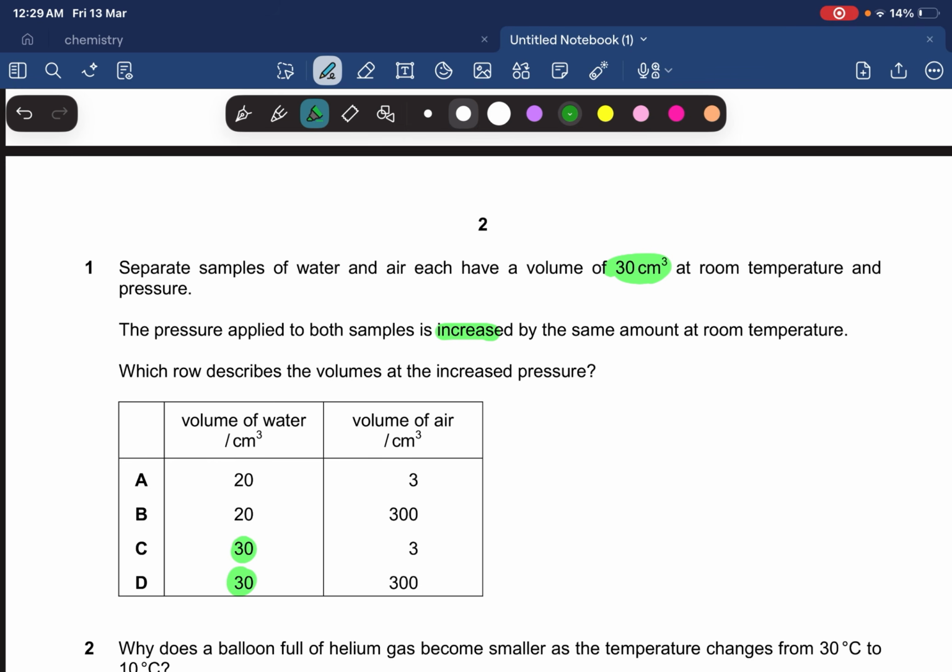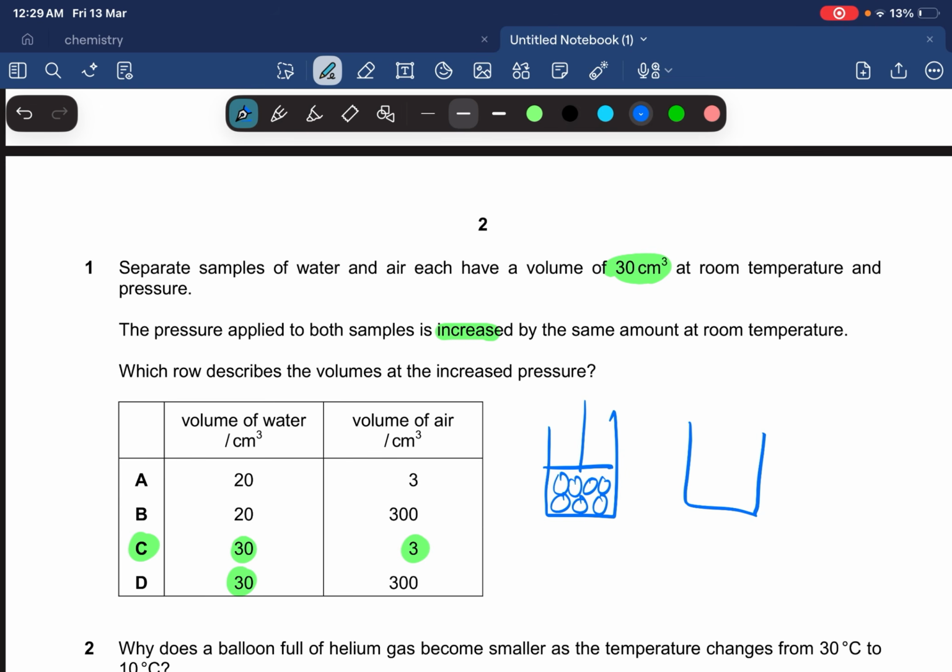but we know that the volume of air, since it's a gas, is going to decrease. It's going to become 3 from 30, because the particles in a liquid are already quite close together, so even if you apply pressure from above, it can't get further compressed, whereas the particles in a gas are far apart, so if you apply pressure, they can move closer together.